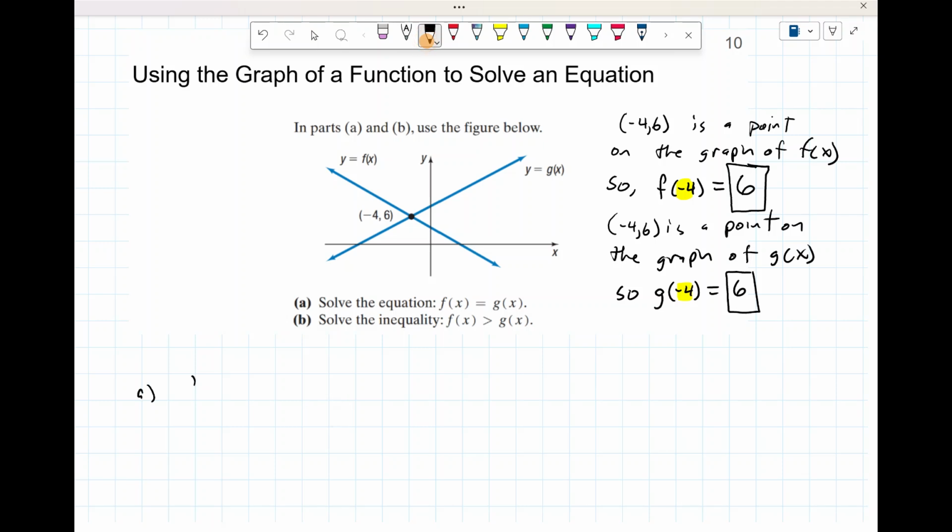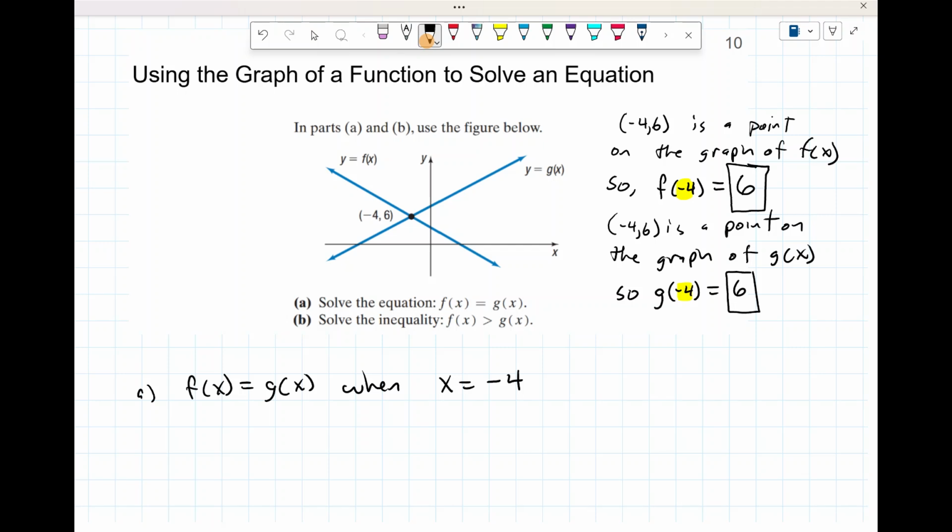So A, f of x equals g of x when x is equal to -4. Right? Because when I plug in -4 into both functions, the outputs of both functions are the same. So they have equal values for that. They have equal outputs for the input x equals -4.